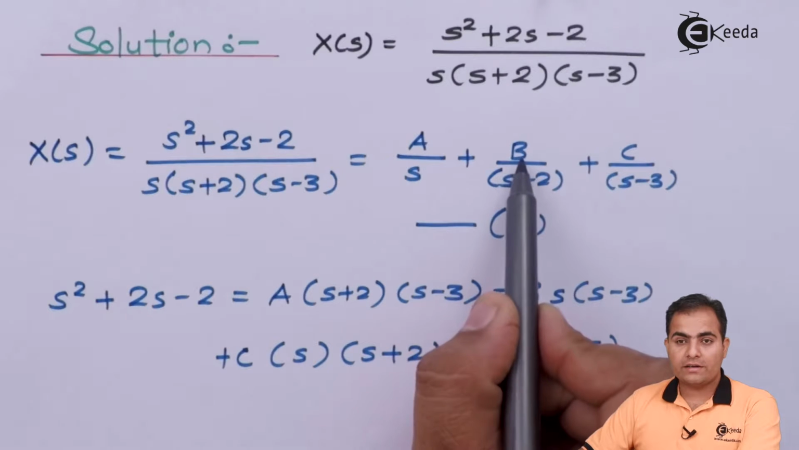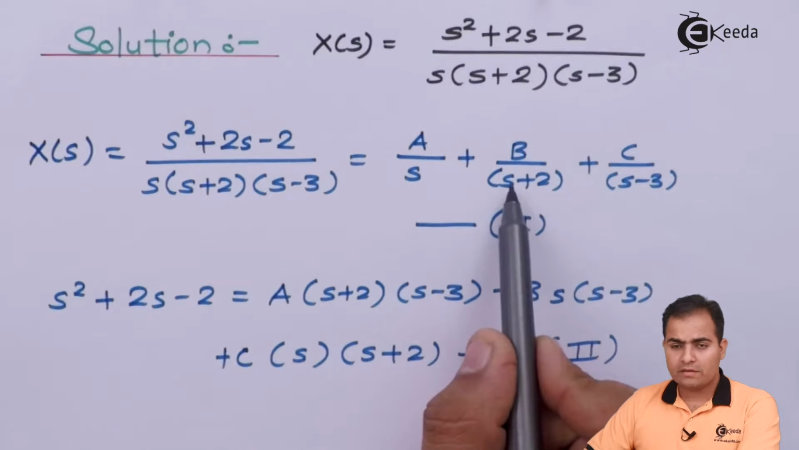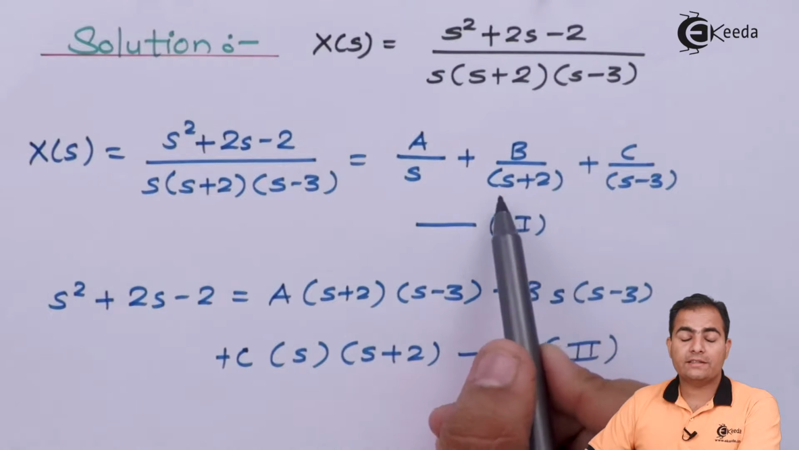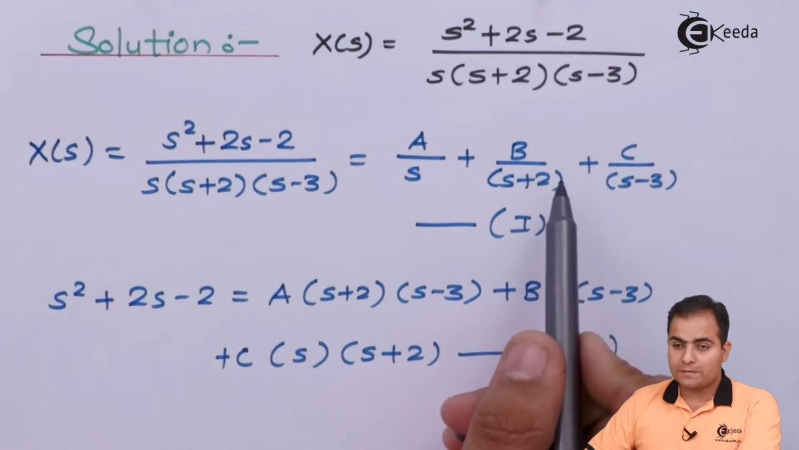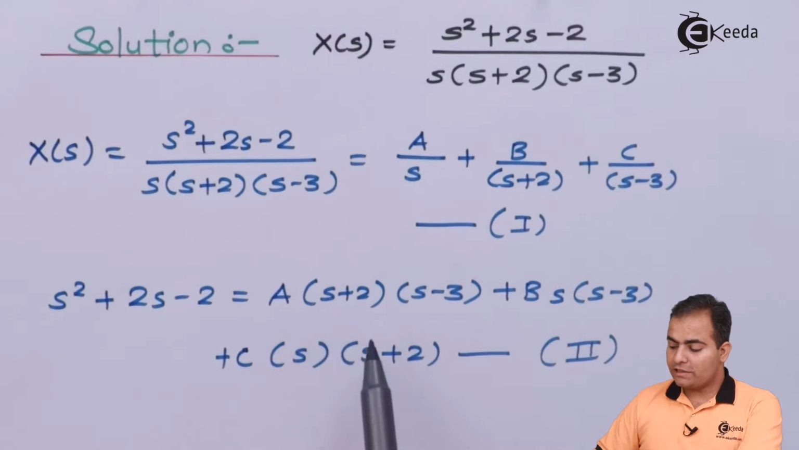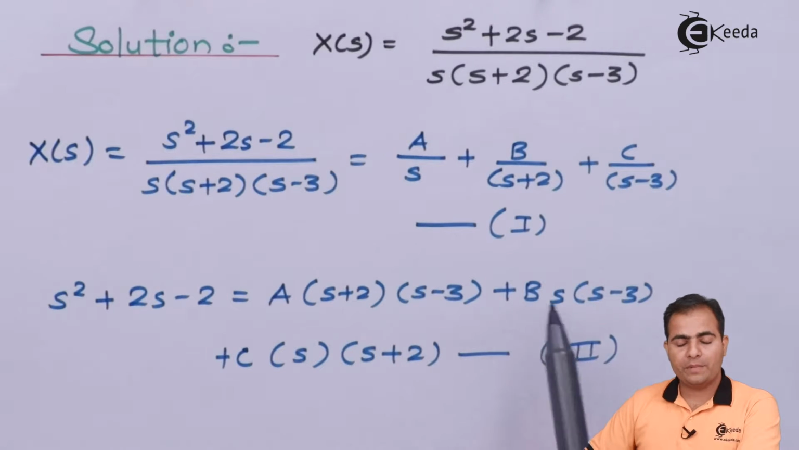After a, we will calculate the value for b. What is placed in the denominator of b? s plus 2. So simply equate s plus 2 with 0, and we get s equal to minus 2. Now substitute s equal to minus 2 in equation number 2. All the s plus 2 terms give us the value 0, so the a part and c part become 0. We'll get the value for b only.